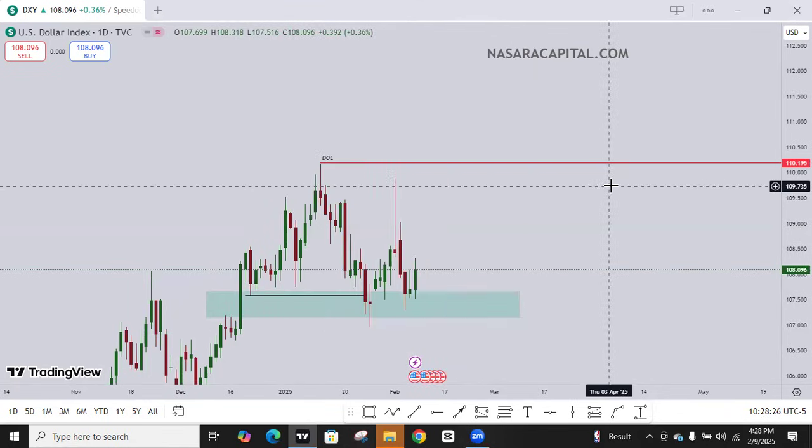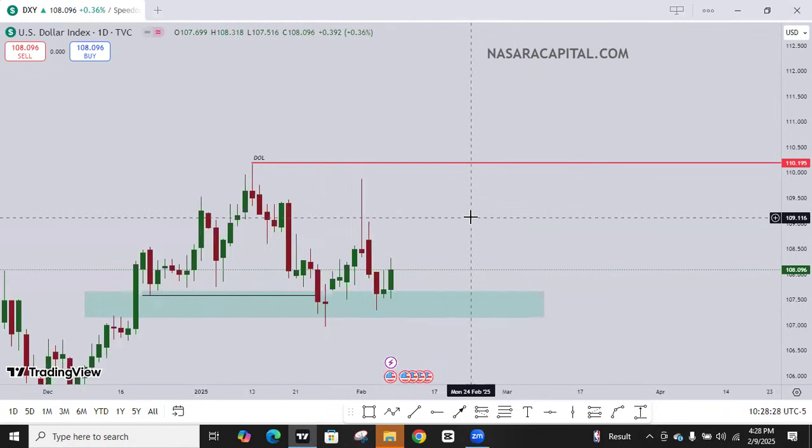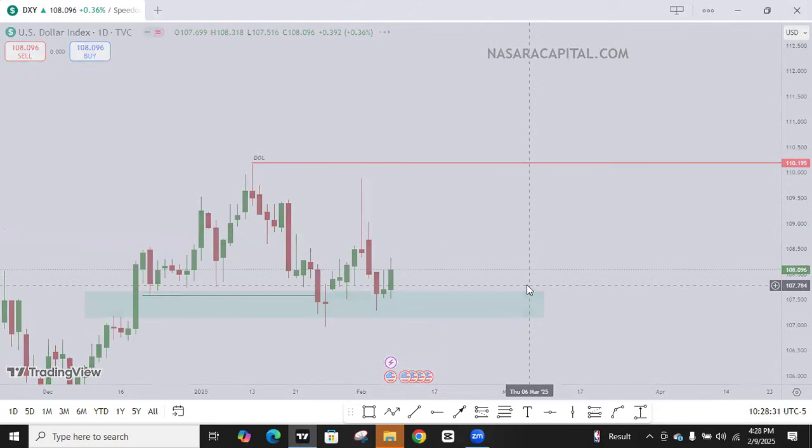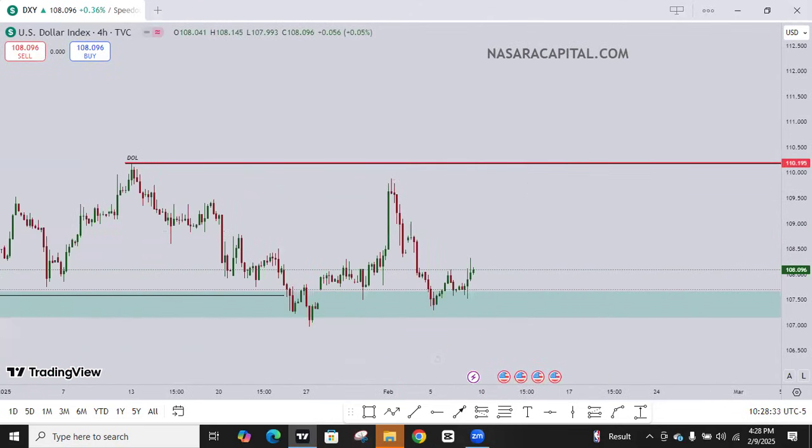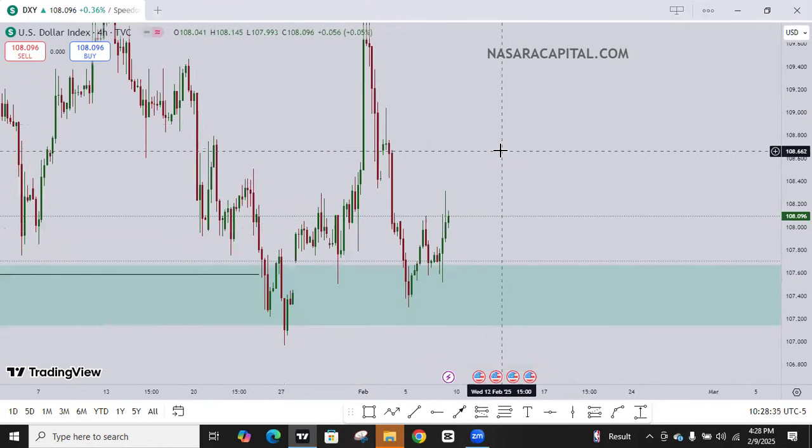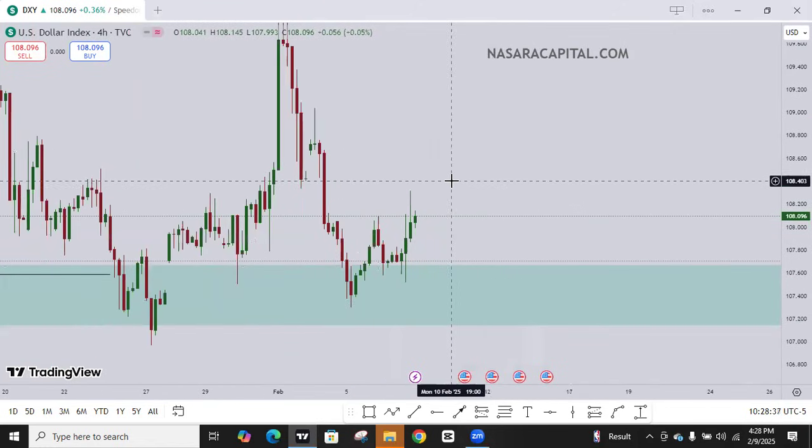So in a nutshell, I'm very bullish on dollar index. What is left now is for us to consider the fundamentals, and take a look at the weekly, or I'd say the daily, and the hourly chart.